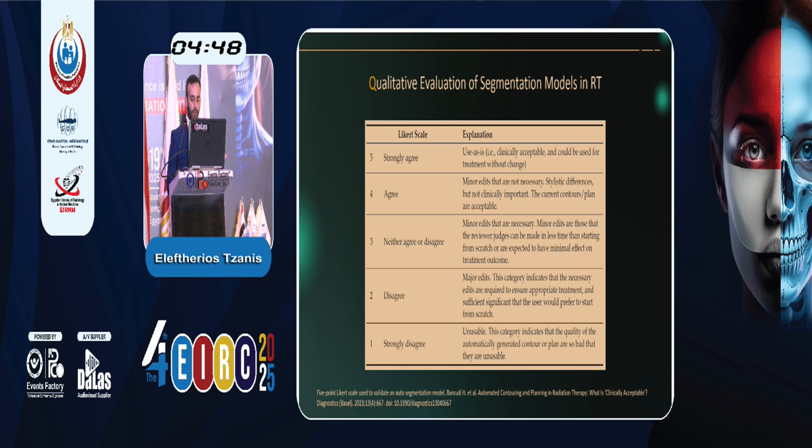Regarding qualitative evaluation, a useful way of evaluating the clinical usability of contours is to adopt a Likert scale. In the literature, there are different scales for this task that range from 3-point to 5-point scales. Here we can see a 5-point scale proposed by Baroudi and colleagues. In this scale, 1 is the worst case scenario in which the contour is unacceptable, while 5 means that the contour is clinically acceptable and it can be used as is.